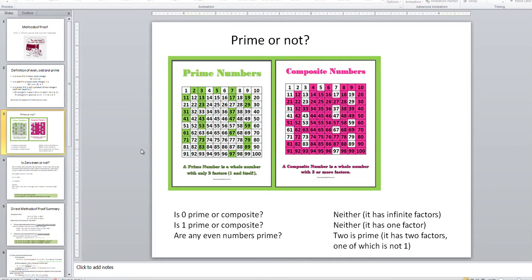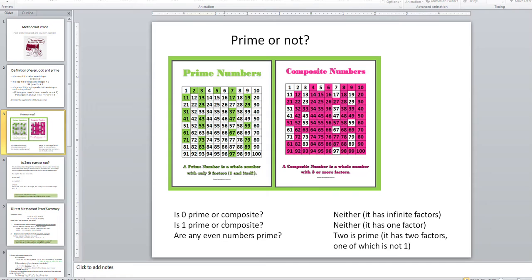Okay, let's do a pop quiz on whether a number is prime or not. Is 0 a prime number? Well, we go back to our definition of prime. Does it have two factors, one of which is not equal to 1? Well, it's got more than two factors. In fact, anything is a factor of 0, because 0 times anything is itself, and so it has an infinite number of factors, so it is not a prime number. We also say it's not a composite number, because it doesn't have a finite number of factors.